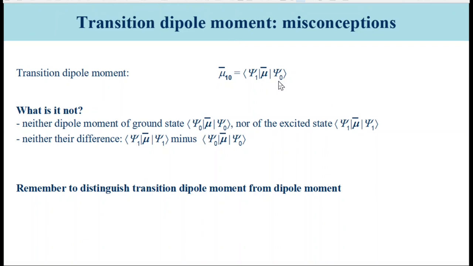Sometimes one finds in the literature that the transition dipole moment is the difference between the dipole moments of the two states. But this would be psi1 mu psi1 minus psi0 mu psi0, which is different from the expression for the transition dipole moment. Therefore, this interpretation is also wrong. So I would like you to remember that dipole moment and transition dipole moment are different quantities. They should not be mixed up.